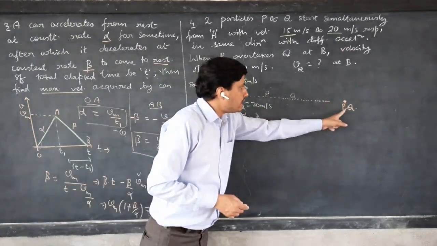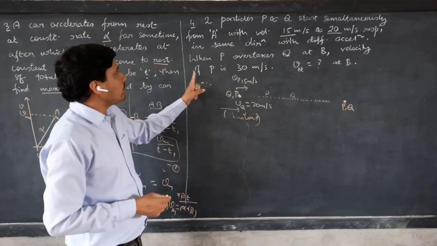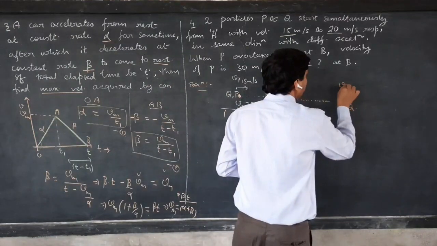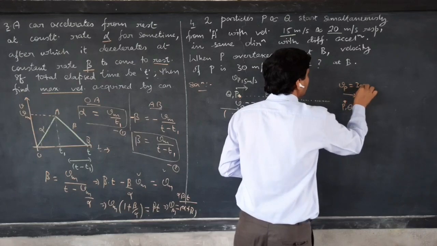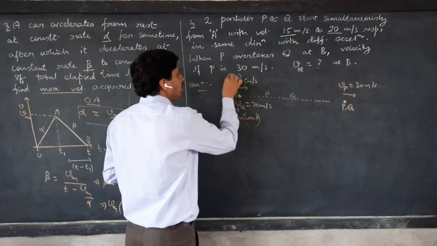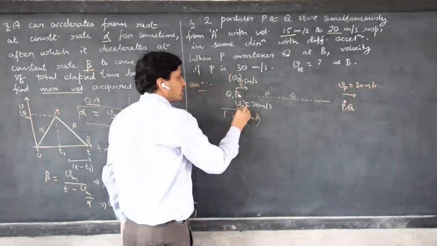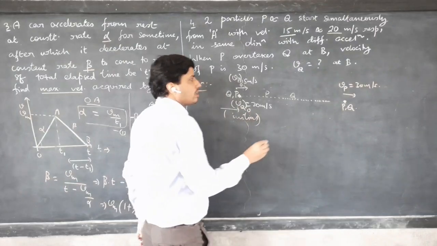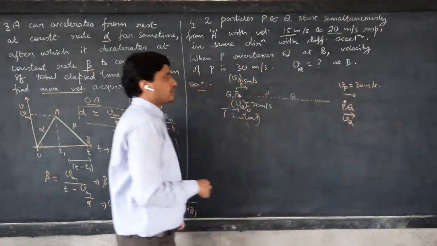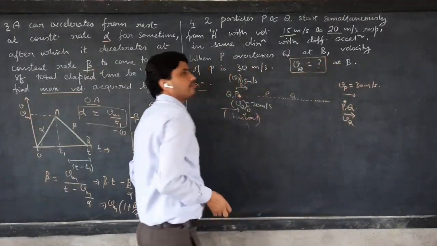At this point, when P is just about to overtake Q, it is given in the question that the velocity of P is 30 meters per second. This velocity of P I'll write as Vp initial, and this is final. The velocity of Q I'll write as Vq initial, and here the velocity of Q I'll write as Vq in that direction. It is this velocity which we have to find.